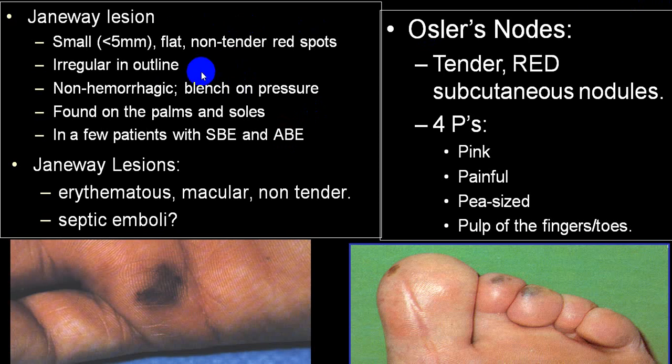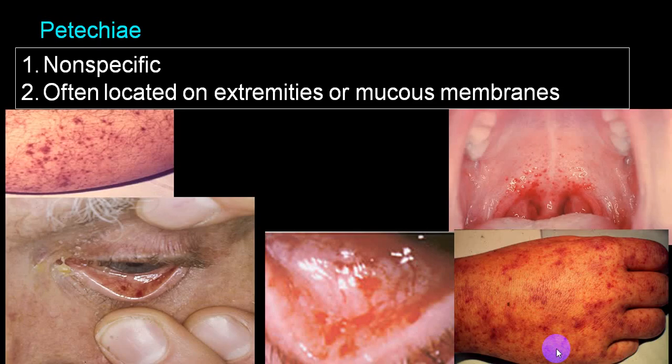Janeway's nodes are non-tender red spots, irregular in outline, non-hemorrhagic, and blanch on pressure, usually on the palmar surface or on the sole. So they are non-tender, mainly seen on the palm and sole, while Osler's nodes are on the tip of the finger, and they are pink. Remember 4 P's: pink, painful, pea size, and on the pulp of the finger or the toes. So these are Osler's and these are Janeway's nodes. These are tender, these are non-tender. Just remember that way, that is also enough.